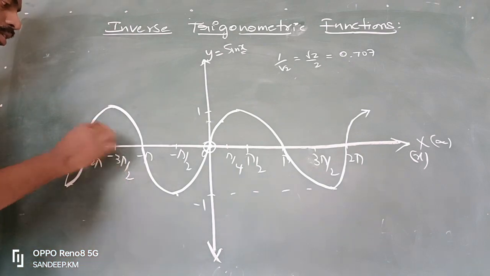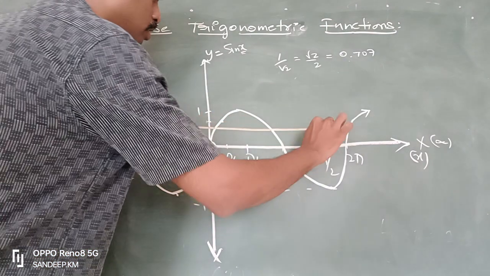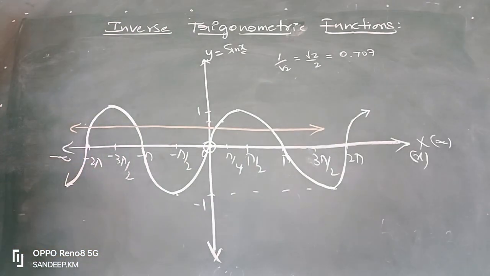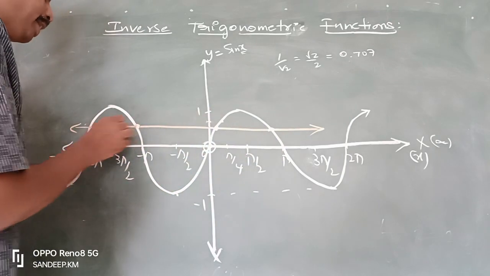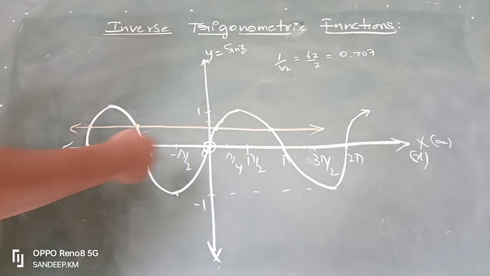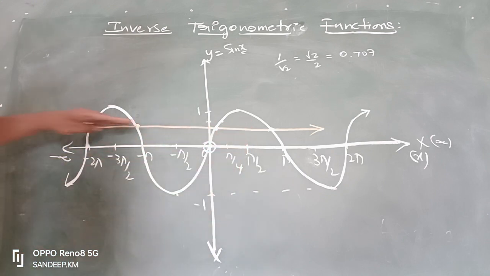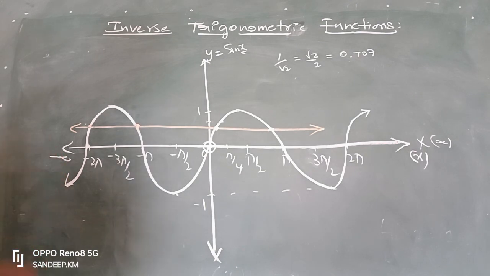If you look at this, here I am drawing a horizontal line. See, this horizontal line is intersecting the graph of sin x at more than one point. Here, here, here, here, and so on. If I keep on intersecting, we will get infinite points of intersection. Not only here, you can draw anywhere. You got it? The horizontal line is intersecting the graph of sin x at more than one point, and therefore it is not 1-1. You got it?